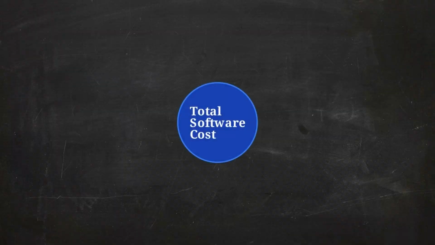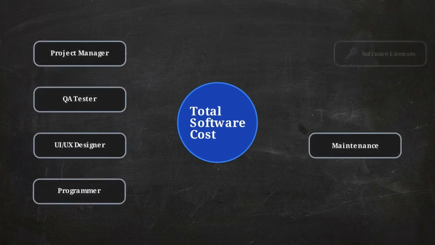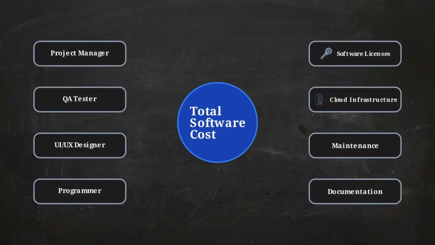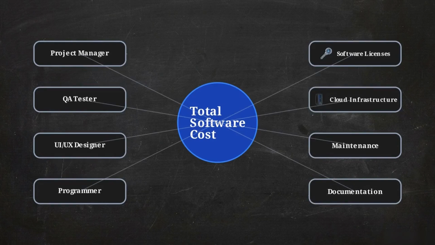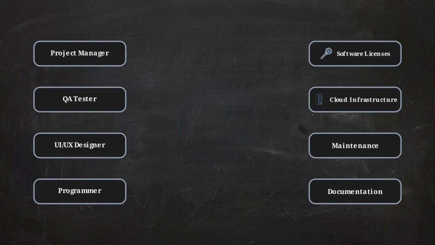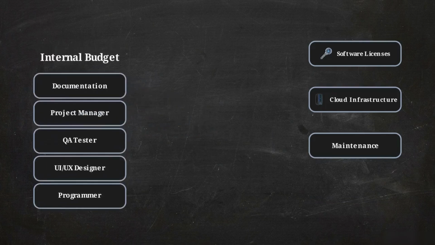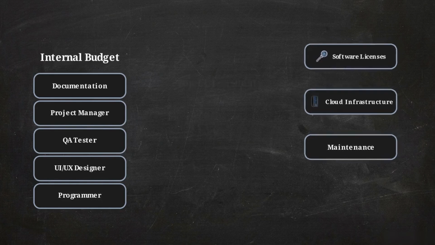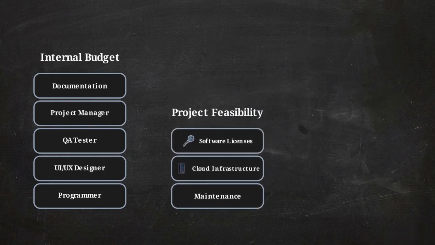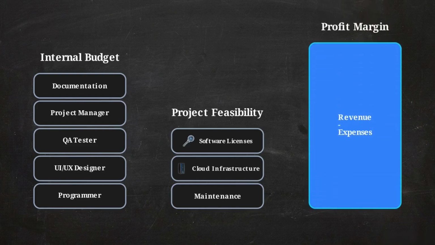This flowchart maps out the actual components of total software cost. The baseline calculation must include salaries for project managers, QA testers, UI designers, and ongoing maintenance fees, alongside the programmers writing the code. Grouping these expenses allows software companies to do 3 crucial things: prepare an accurate internal budget, determine if the project is economically feasible for the client, and accurately forecast the final profit margin.